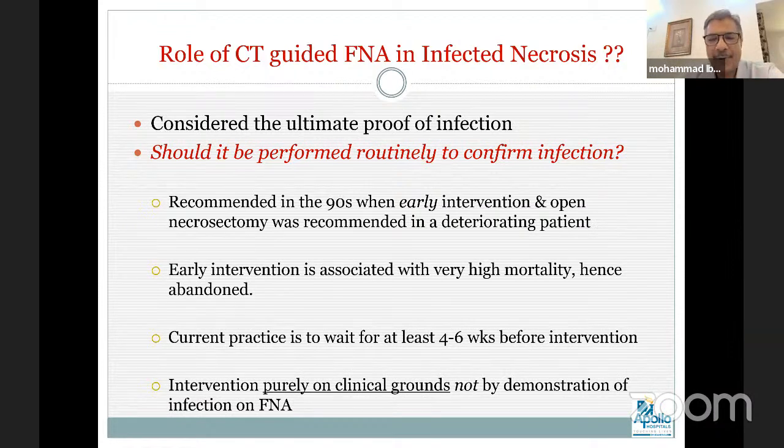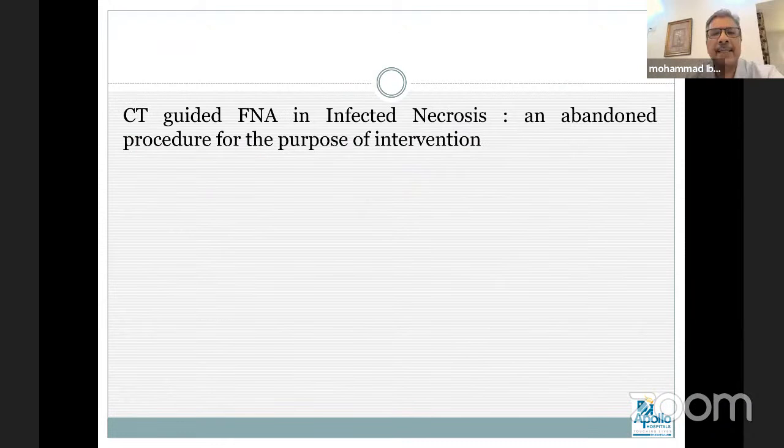What I mean to say is, even if you demonstrate infection and the patient is stable, you are not going to intervene or do any necrosectomy, and vice versa. The patient is unstable and you are not finding any evidence of infection on FNA, yet you would intervene. So therefore, the conclusion is that CT-guided FNA in infected pancreatic necrosis is an abandoned procedure for the purpose of intervention as of today.